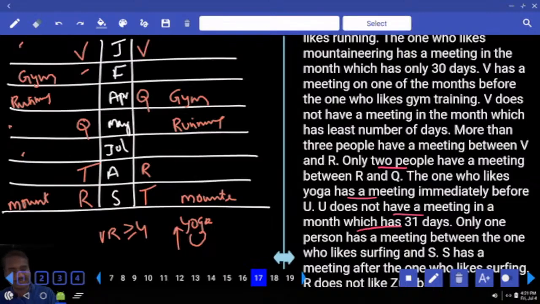And you does not have a meeting in the month which has 31 days. And you cannot be in the month of July. And you cannot be in the month of April. You is here and yoga is here. Got this? Then again coming back to this one.